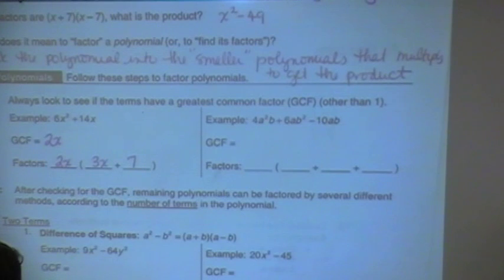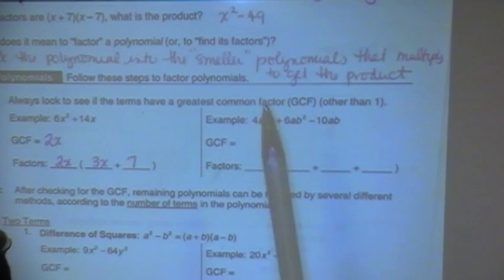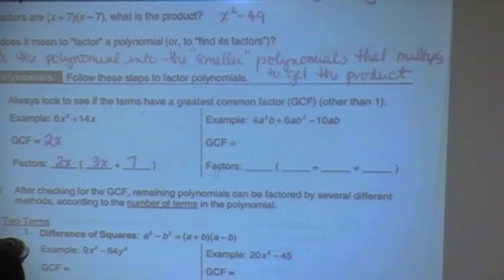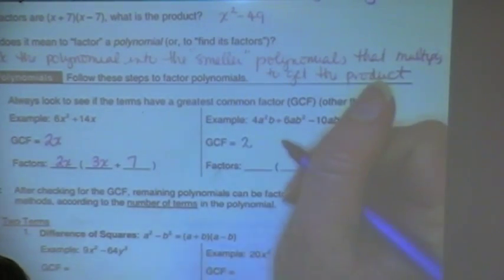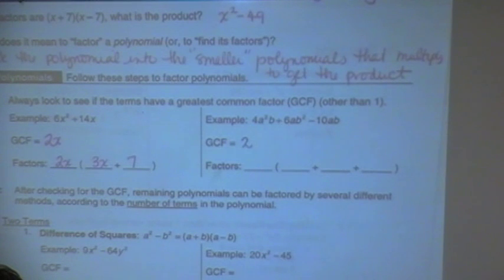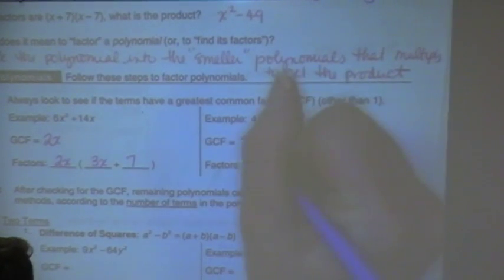So in this case, it has to divide into all 3 pieces. So let's start with the coefficient. What coefficient goes into 4, 6, and 10? 2. That part was easy. What about your variables? Do they all have an A? Yes. What's the biggest number of A's I can take out? 1. Just 1, because the last 2 terms only have 1. So I'm going to take out an A.